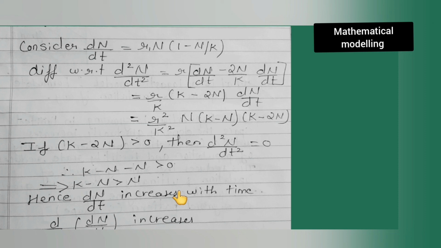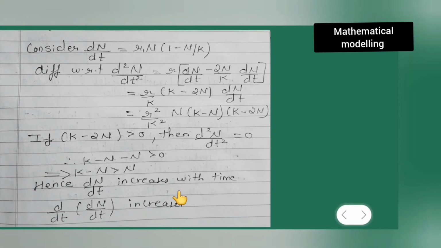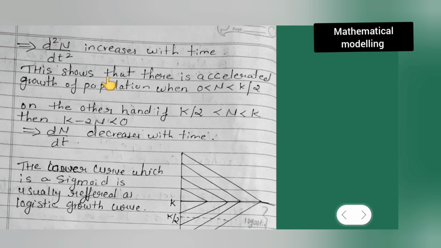Okay, so I hope you all can see this clearly. You all can take down. Next is what? Continuation only. This implies that d²n/dt² increases with time. This shows that there is accelerated growth of population when 0 is less than n and n is less than k/2. So n lies between 0 and k/2 over here, right? On the other hand, if k/2 is less than n and n is less than k, then k − 2n is less than 0. So this implies dn/dt decreases with time.